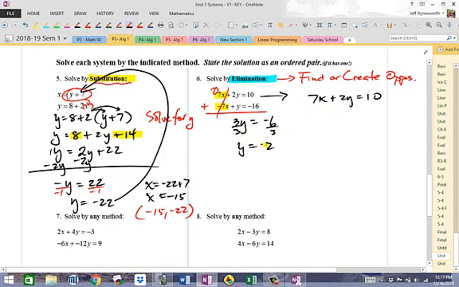And let's substitute -2 in right here. So we get 7x plus 2 times -2 equals 10.